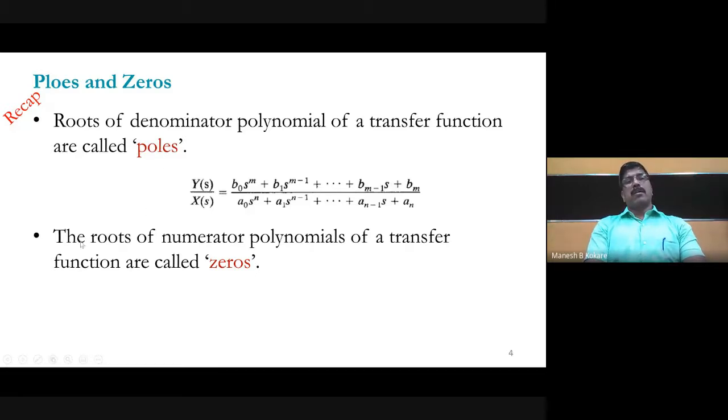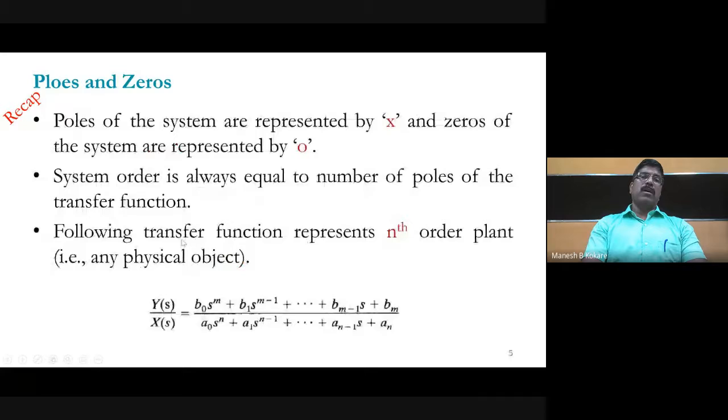And the roots of the numerator polynomial: if you find the roots of this numerator polynomial, those roots are called zeros. If you put the value of s equal to that root, then the whole transfer function becomes zero. That's why they are called the zeros of the system. Also, poles are represented by a cross and zeros are represented by a circle.